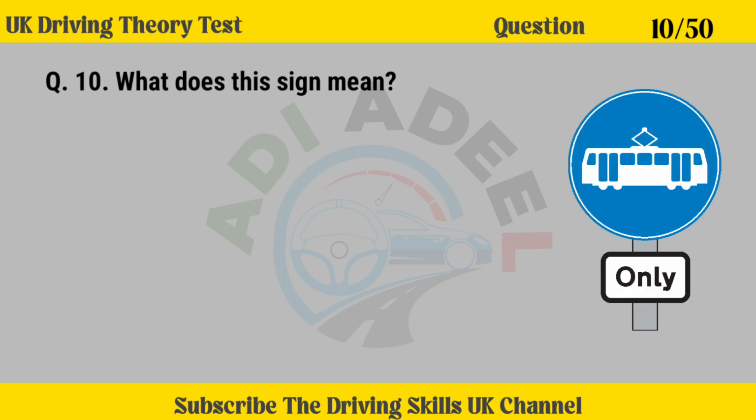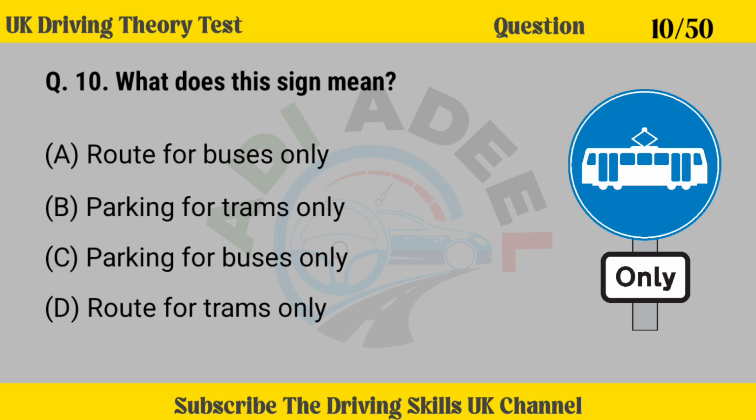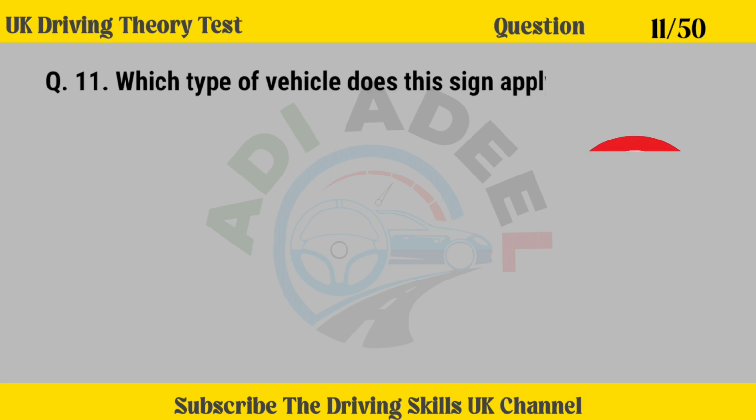Question 10. What does this sign mean? A. Route for buses only. B. Parking for trams only. C. Parking for buses only. D. Route for trams only. The right answer is D. Route for trams only.